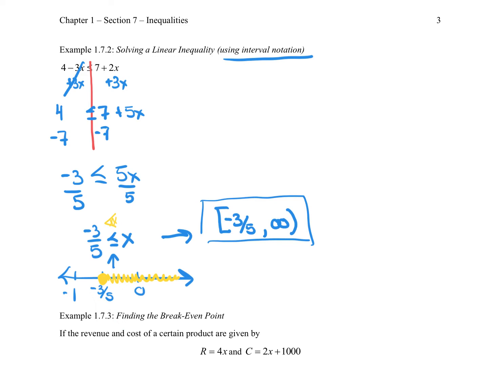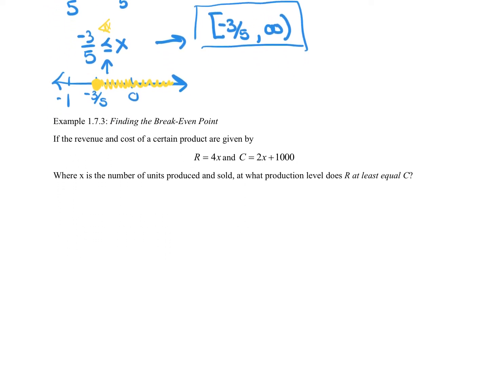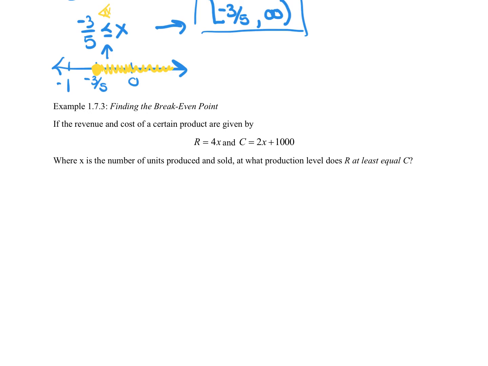Okay, let's try another one. It's a word problem. Just because it's a word problem doesn't mean you shouldn't read it. So we're actually going to read. If the revenue and cost of a certain product are given by R equals 4x and C equals 2x plus 100, where x is the number of units produced and sold, at what production level does R at least equal C?